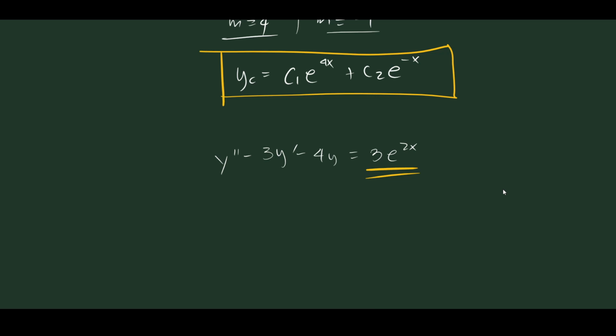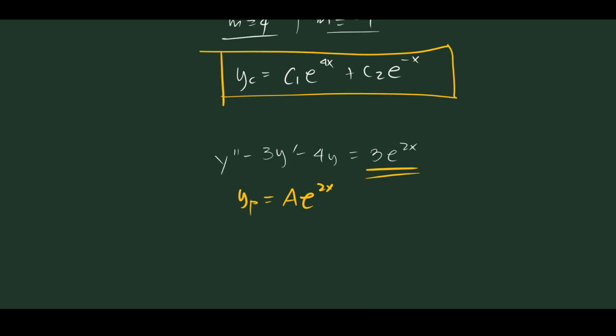Now, the appropriate guess for this would be yp is equal to a, which is an arbitrary constant, e raised to 2x. Okay, so you might be wondering why is the general case e raised to 2x and not e raised to x? So you must be very careful about this because e raised to 2x and e raised to x are different functions. They are linearly independent. Okay, so this is the proper guess right here, e raised to 2x.